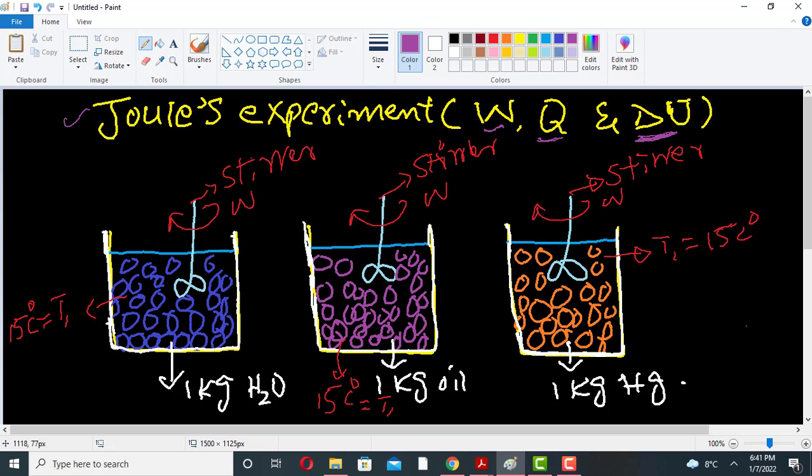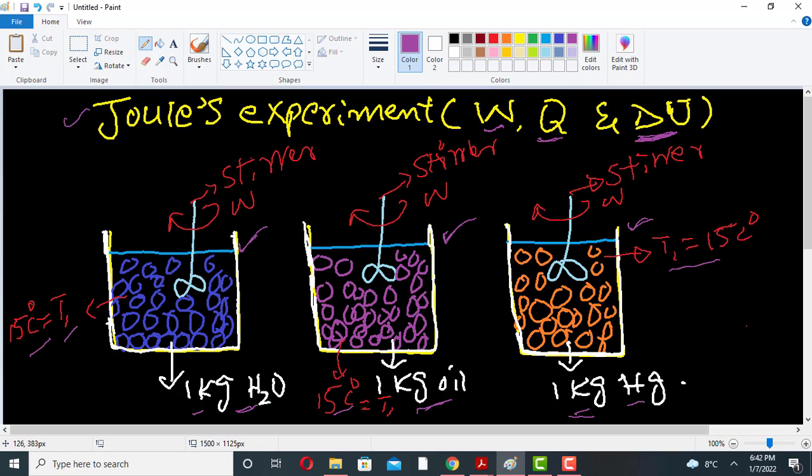Joule was a scientist. He performed some experiments using various liquids. So he took various beakers, suppose this beaker, this one, and this one. He took various liquids, like water, oil and mercury, in the various beakers. In these beakers, the initial temperature of these liquids was 15 degrees centigrade.